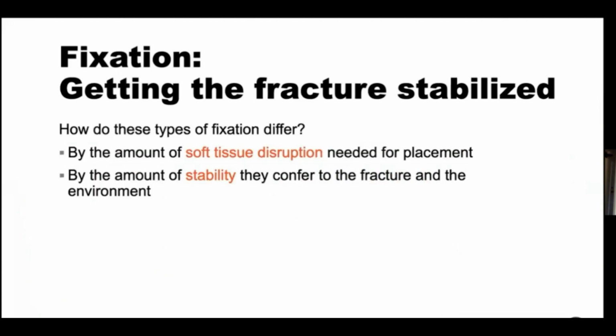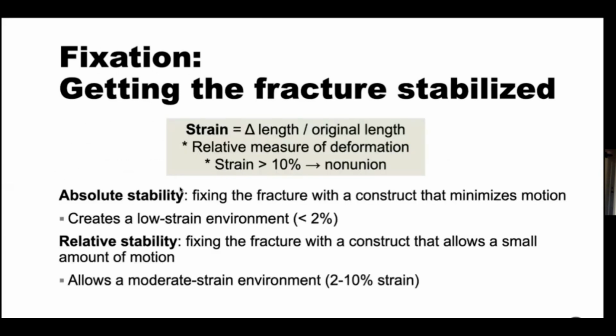So as far as getting the fracture stabilized, it's important to understand how these types of fixation, from cast to external fixation to different types of internal fixation, differ from each other. There are many subtleties, but two of the most important are the amount of soft tissue disruption needed for placement, which varies from none for a cast to a large incision for certain plates, and the amount of stability that each of these types of fixation confers to the fracture site and to the environment around the fracture. And that's what we're going to talk about next.